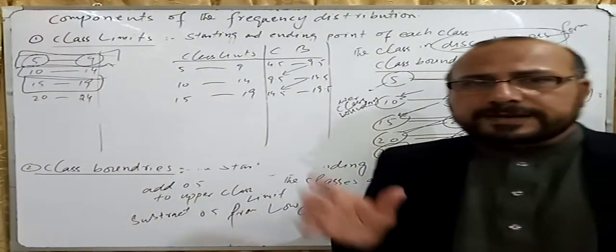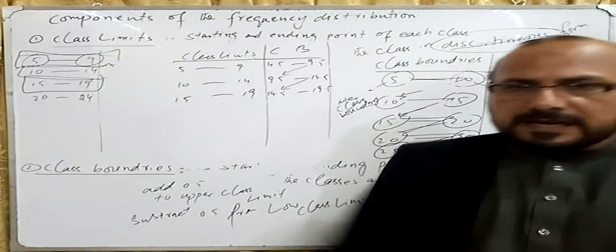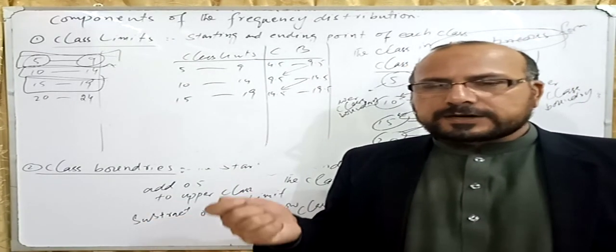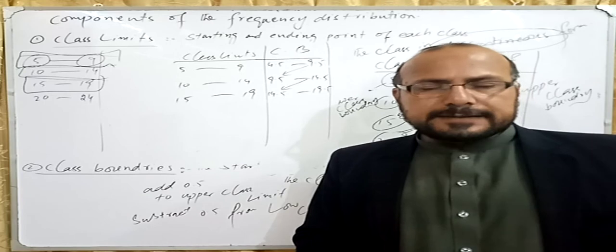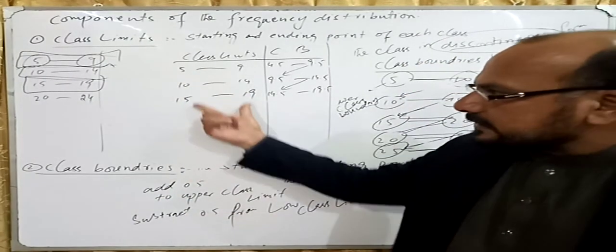These were the two basic components of the frequency distribution. The first one was class limit. The starting and ending point of each class is called class limit. The starting point is called lower class limit. The ending point is called upper class limit when the classes are in discontinuous form like this.